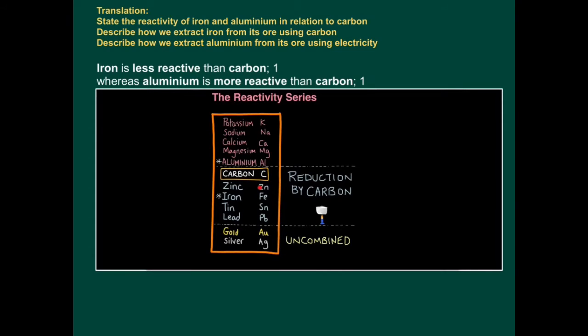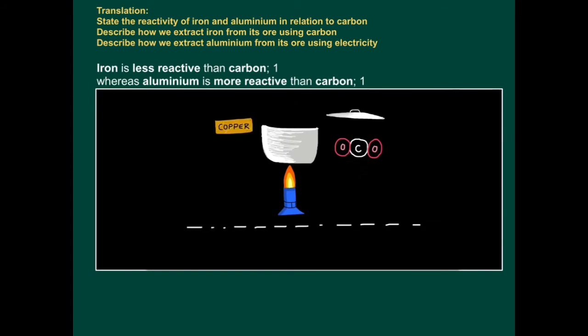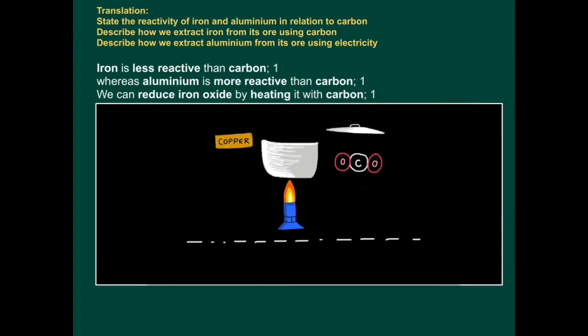Now, how do we extract iron using carbon? By heating a less reactive metal ore such as iron or copper oxide with carbon, we create carbon dioxide and the metal without the oxygen. I realise this says copper, but the question asks for iron. The principle is just the same. This process is called reduction.